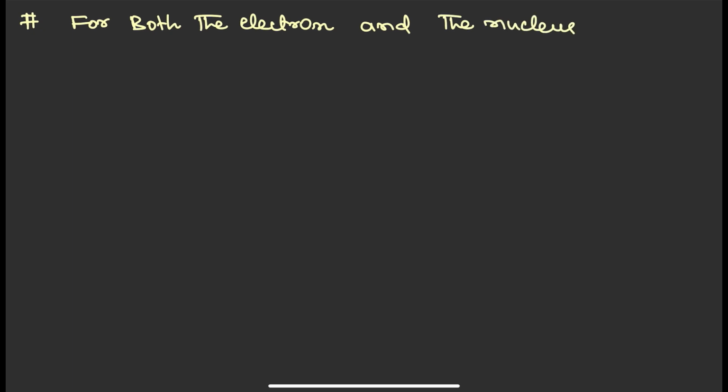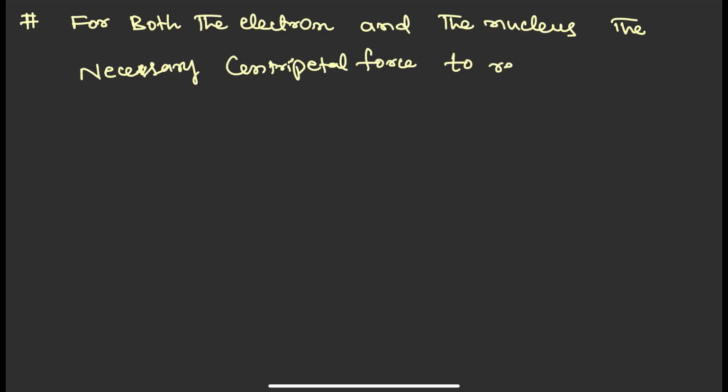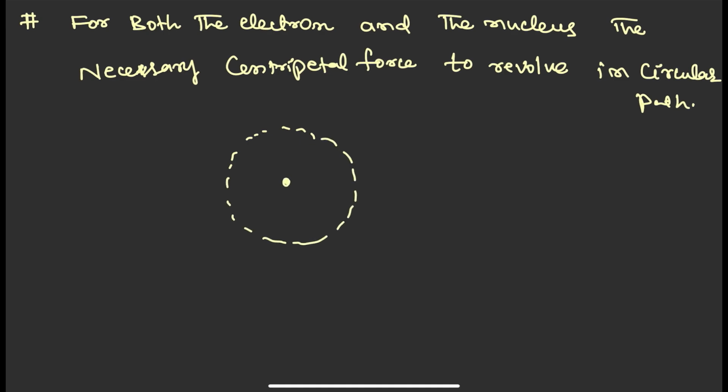Next one, continuation from the previous slide. For both the electron and the nucleus, they are moving in a circular path. Which means the necessary centripetal force is required to revolve in the circular path. So for example, the center of mass is a point moving in the circular path.